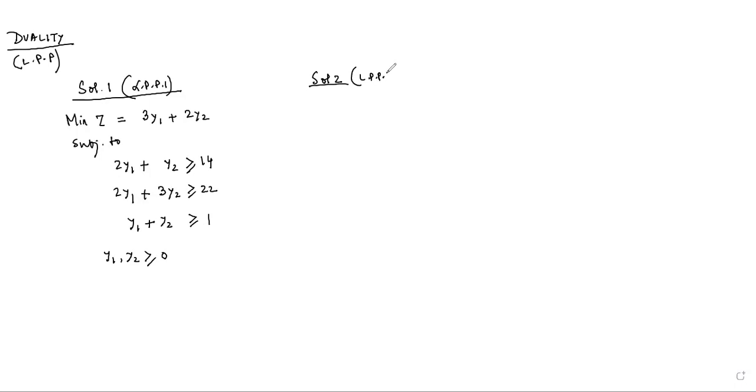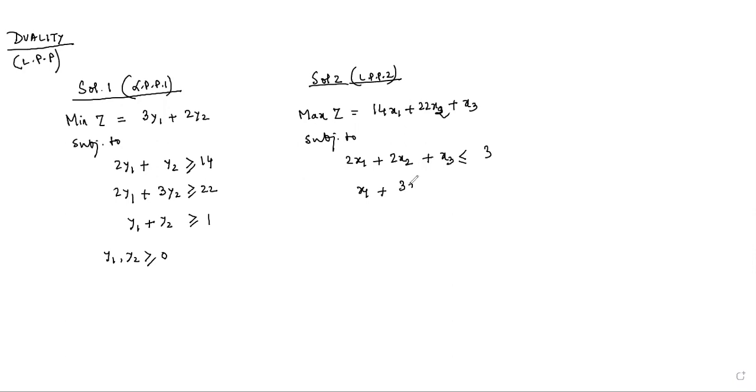Now that is LPP2, and the solution was max z equal to 14x1 plus 22x2 plus x3 subject to 2x1 plus 2x2 plus x3 less than or equal to 3, x1 plus 3x2 plus x3 less than or equal to 2, x1, x2, x3 greater than or equal to 0.